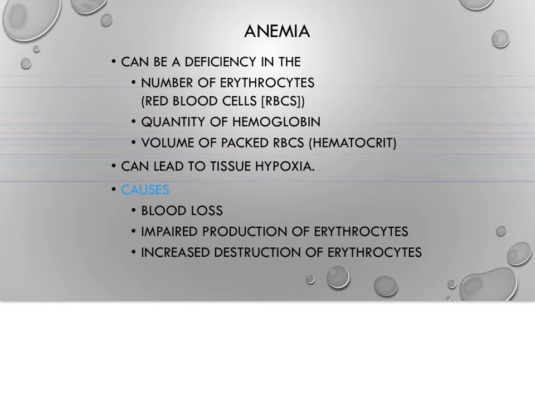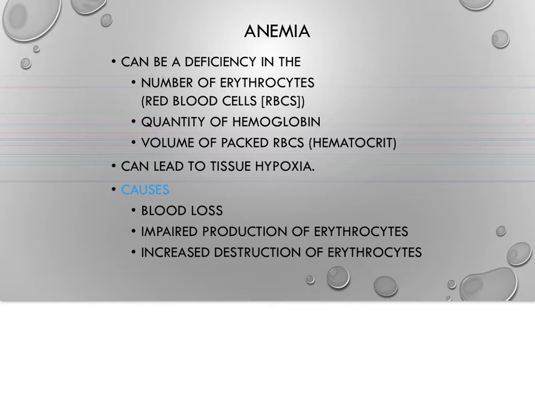Anemia is essentially when you have a low number of red blood cells, or the quantity or quality of the hemoglobin is low, as could be the hematocrit. The big deal is, red blood cells carry around oxygen, so when you have a lack of red blood cells, then you can actually have tissue hypoxia. Many of the signs and symptoms that patients get with anemia come from the fact that they have tissue hypoxia.